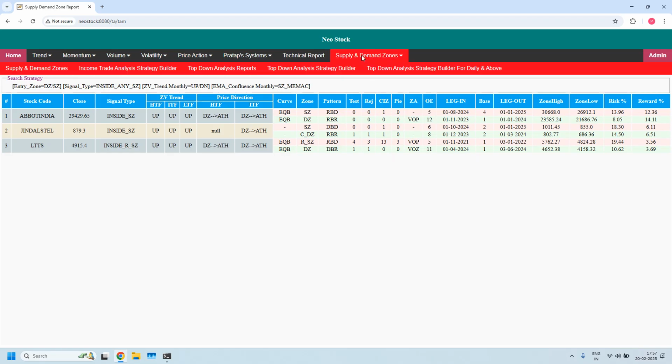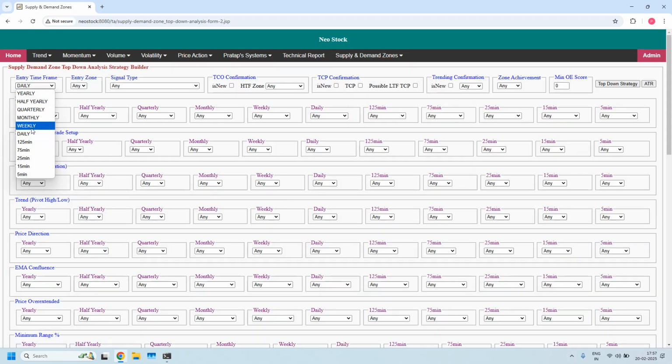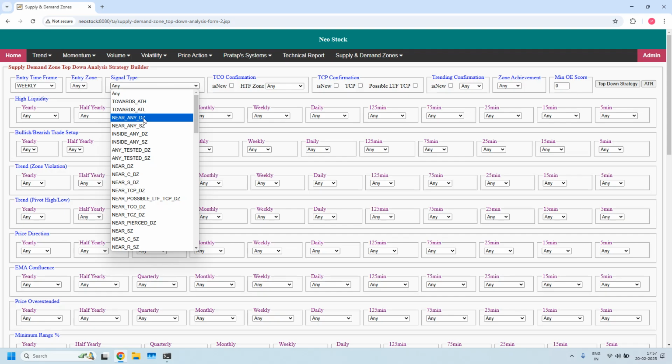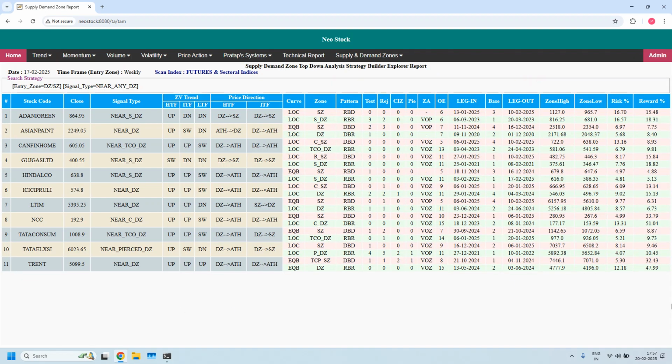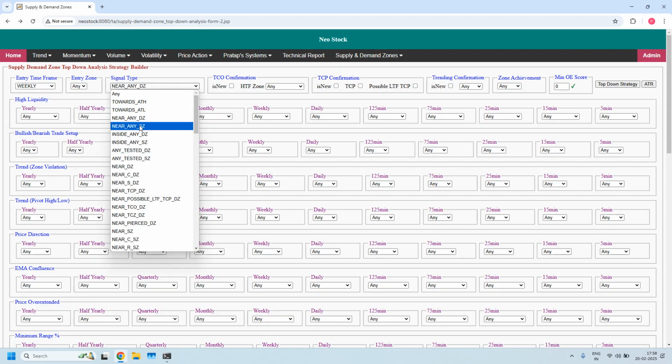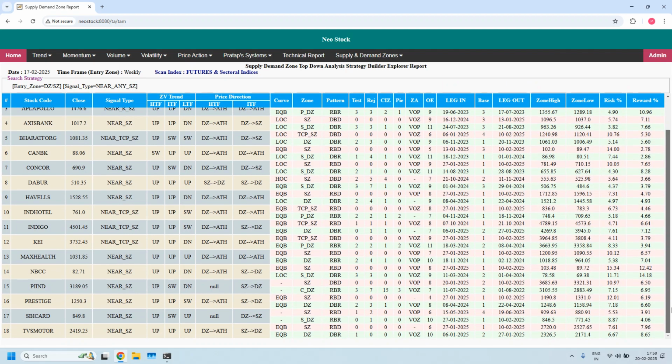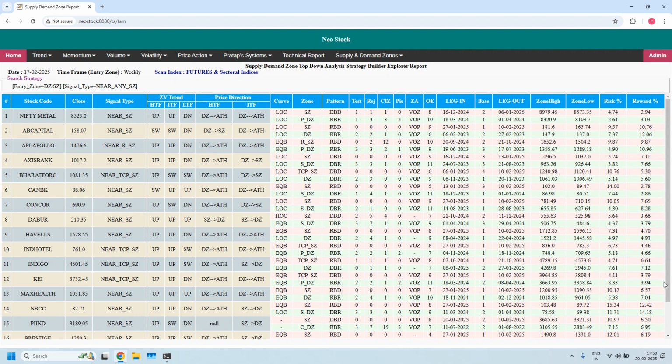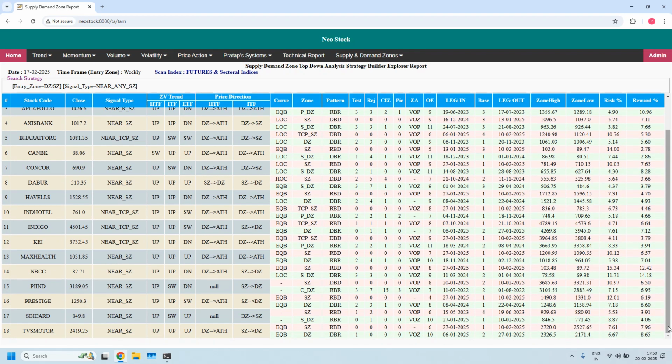Okay, next time frame is weekly. Stocks near weekly demand zone. We got 11 stocks. Next weekly time frame, stocks near weekly supply zone. We got 18 stocks. First 15 stocks in the list. I am scrolling the list down. So total 18 stocks are filtered.